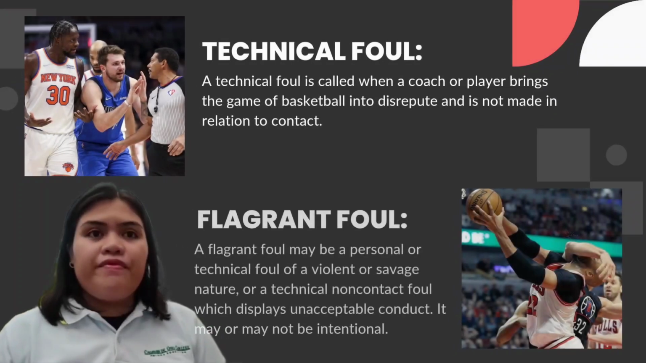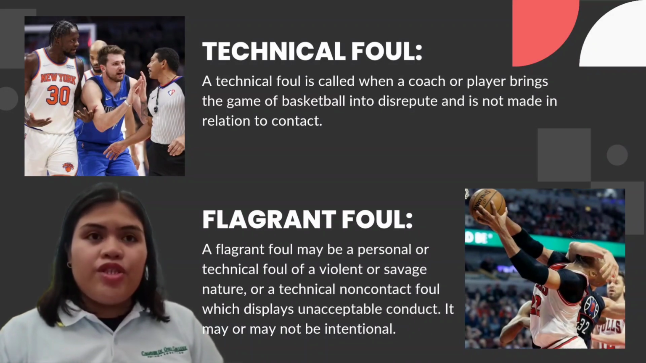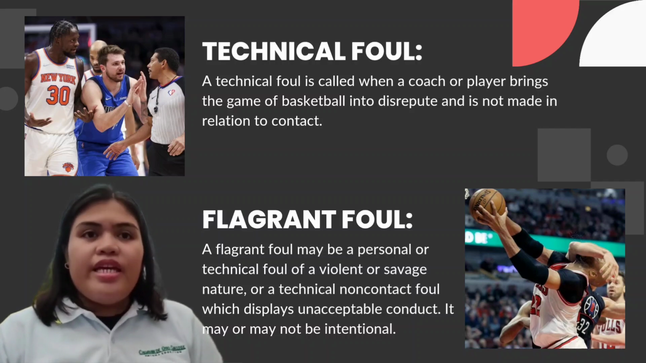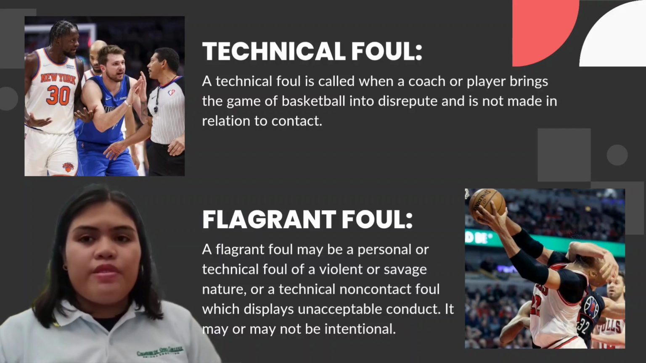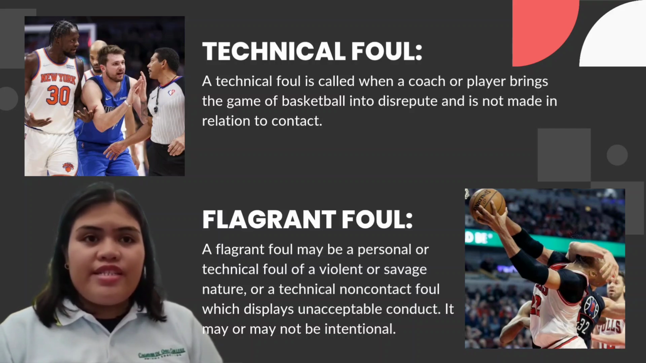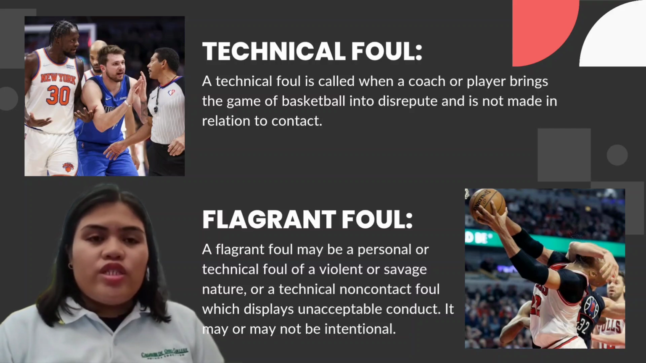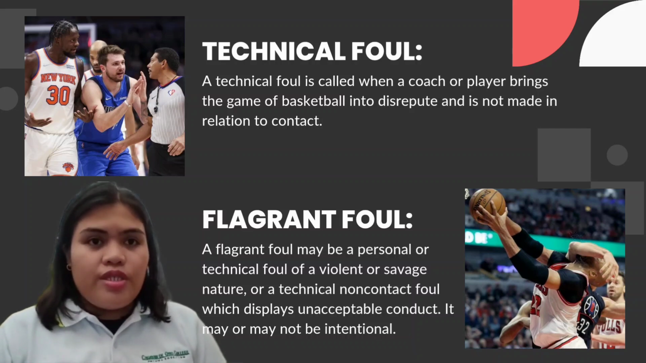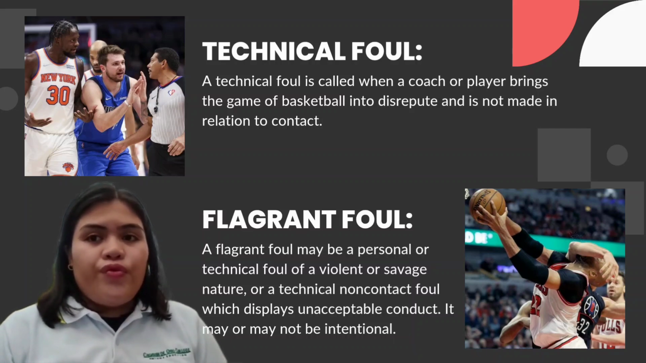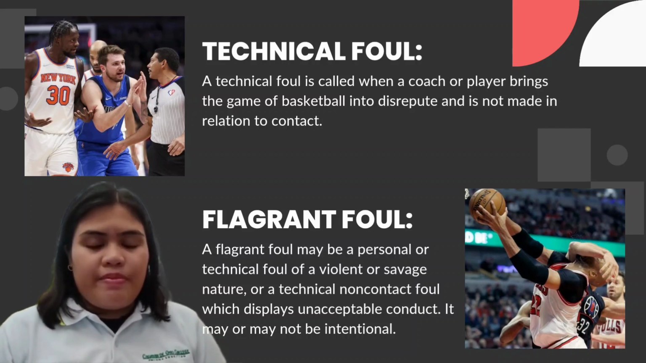A flagrant foul in basketball is a serious violation that involves excessive or unnecessary contact with an opponent. It is categorized into 2 types. The first category involves unnecessary or excessive contact but not violent or intentional enough to be considered malicious. The result is 2 free throws and possession of the ball for the opposing team.